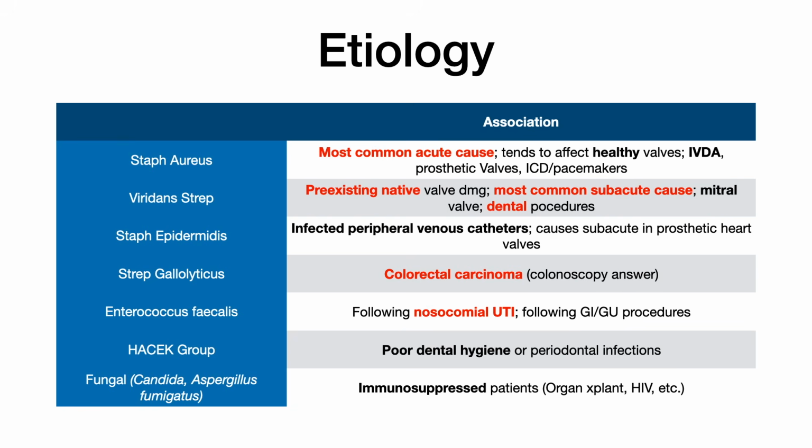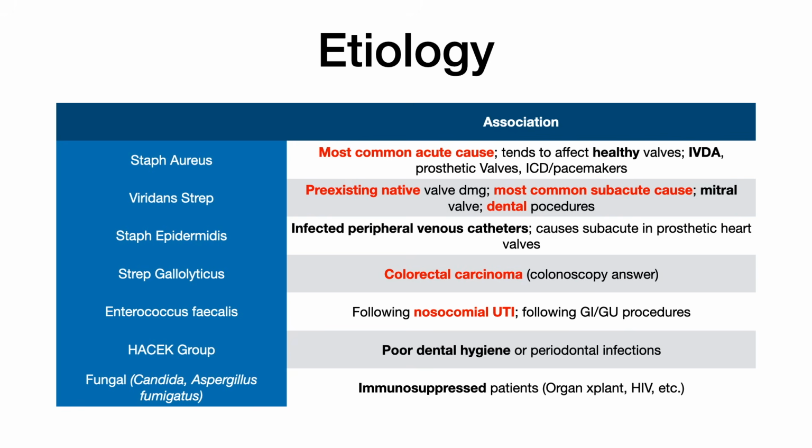If they describe these really large vegetations, that might suggest that you're dealing with Staph aureus. But the most important thing to know: Staph aureus equals most common cause of acute endocarditis, and intravenous drug abuse is a major risk factor for this. Jumping down to viridans strep. This is the most common cause of subacute endocarditis. This is the most common cause of subacute.